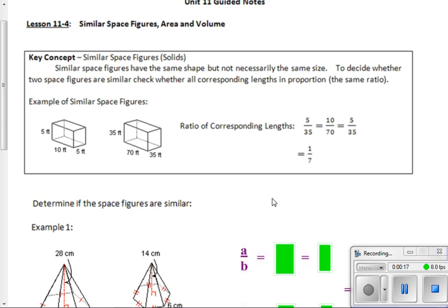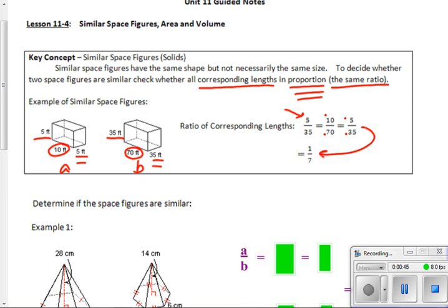Basically, similar figures, as talked about, have corresponding side lengths that are in proportion, meaning they have the same ratio. So 5 in figure A would correspond with 35 in figure B. That's why we have 5 over 35. 10 corresponds with 70, and 5 corresponds with 35. All of those ratios would reduce to 1/7. So that would be our scale factor, 1/7. In this case, 1 foot in figure A is equivalent to 7 feet in figure B.